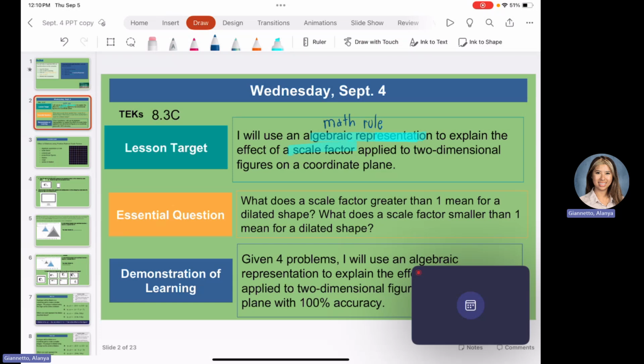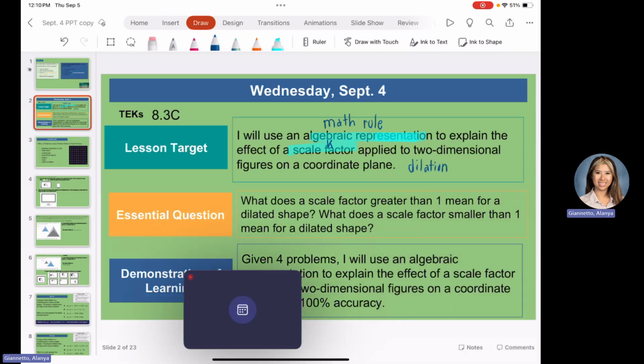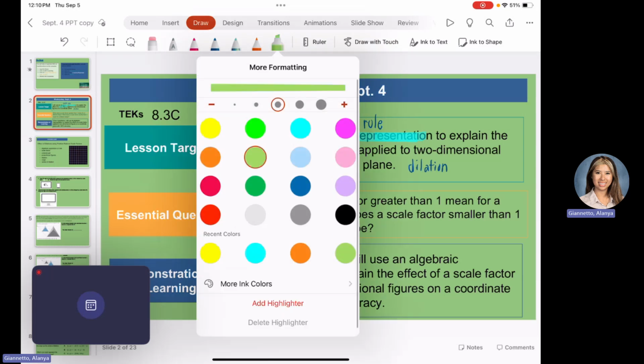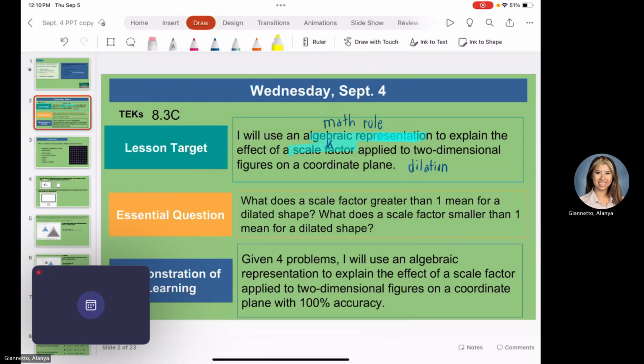Scale factor, we know that scale factors are used for dilation. We use K to represent scale factor. So today we are talking about dilation. And the essential questions are, what does a scale factor greater than 1 mean for a dilated shape? What does a scale factor smaller than 1 mean for a dilated shape?